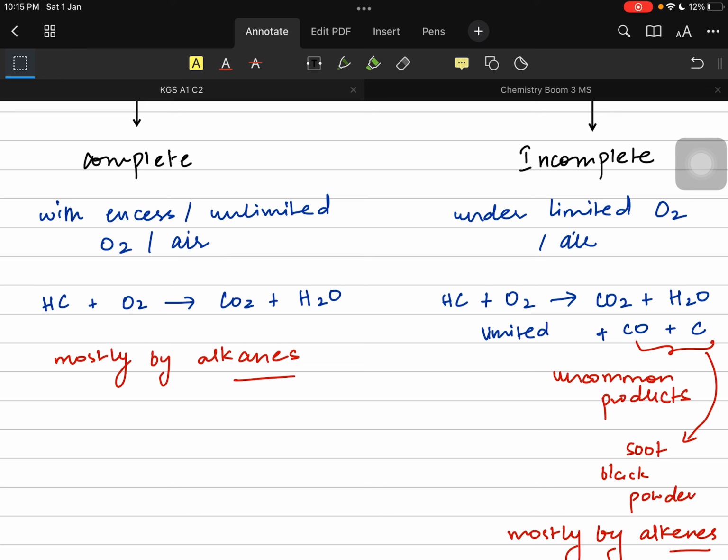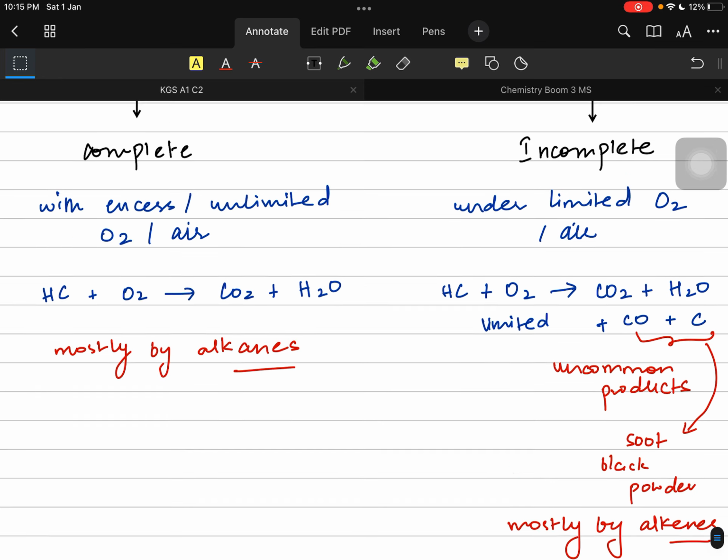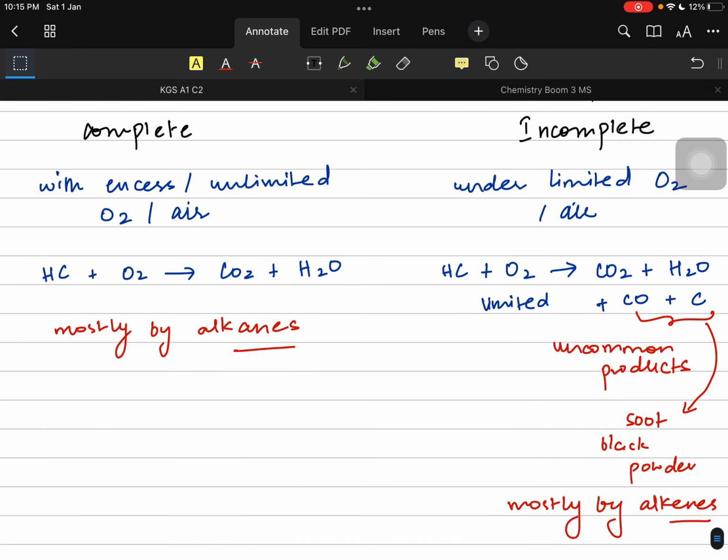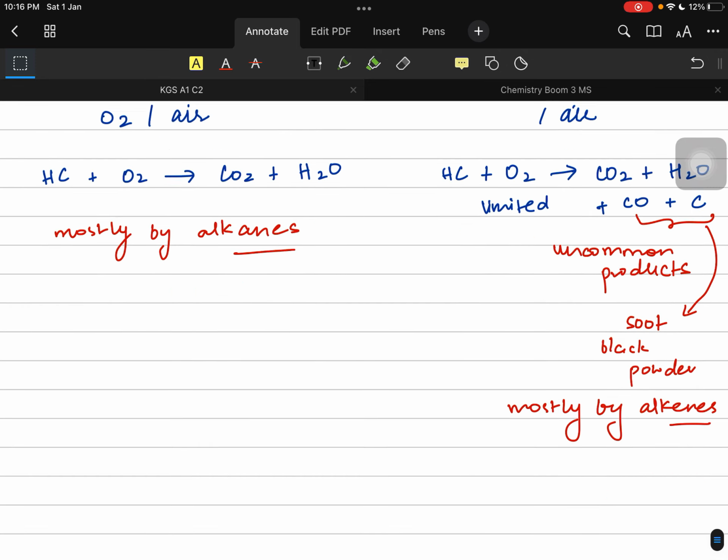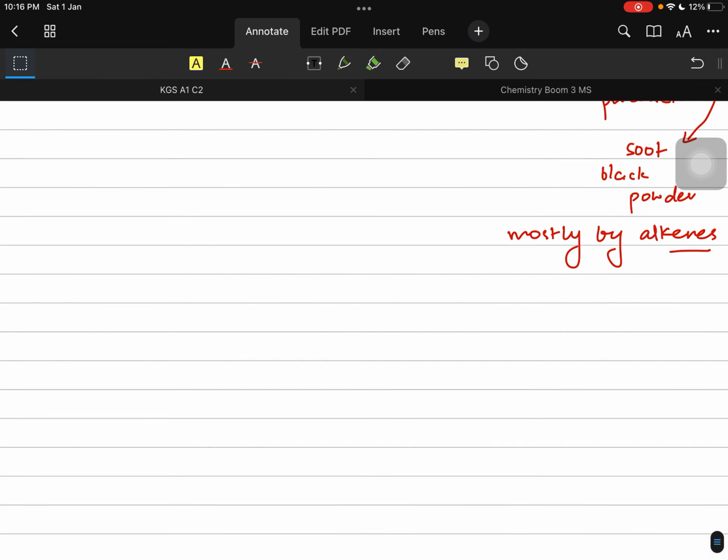In incomplete combustion, there is a limited supply of air, or say oxygen. So what happens is that some carbon dioxide and water molecules are made, but other carbon atoms make carbon monoxide, and there are a few carbon atoms which make only pure carbon. They do not react at all, and that pure carbon is also known as soot. In today's video, we're going to be talking about how to write combustion equations.